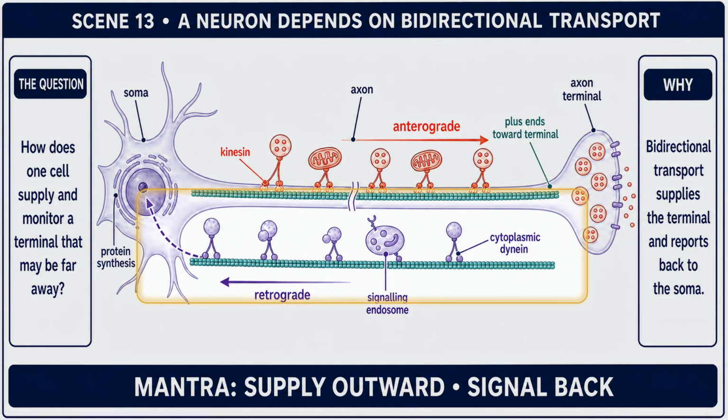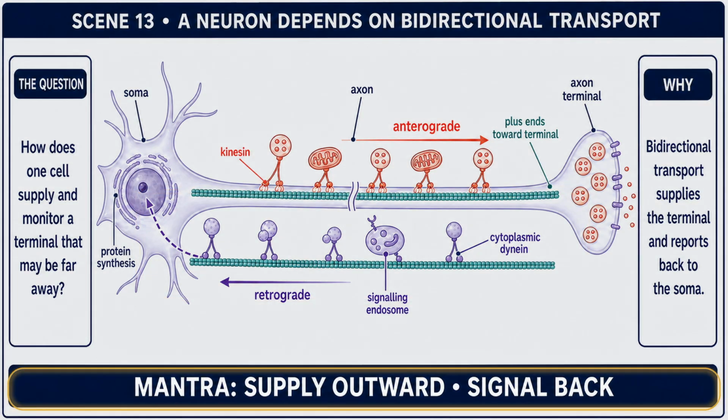The return journey is equally important. Cytoplasmic dynein carries used components, damaged material, and signaling endosomes retrogradely toward the soma. A signaling endosome formed near the terminal can deliver information back to the nucleus and influence gene expression.